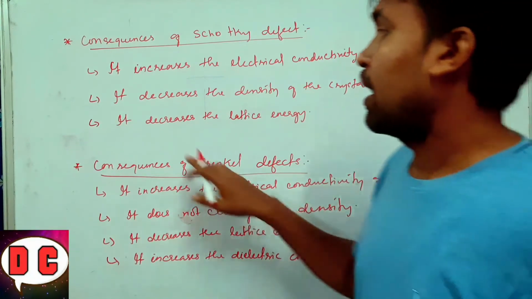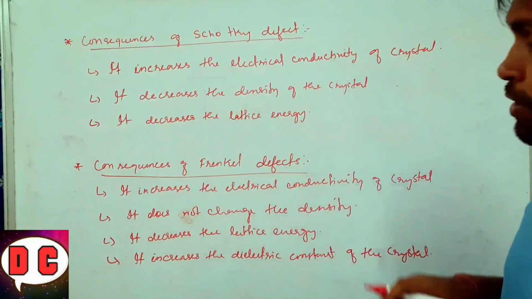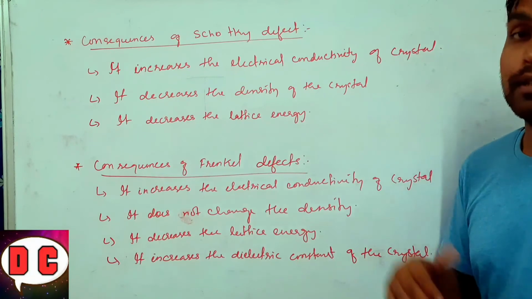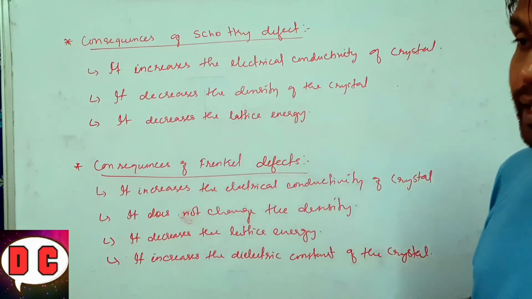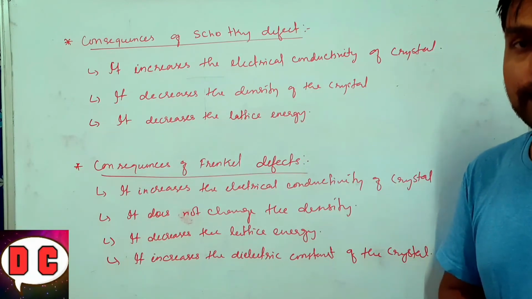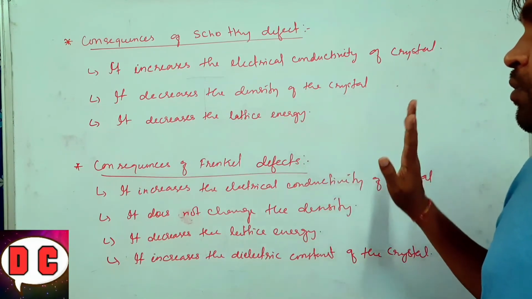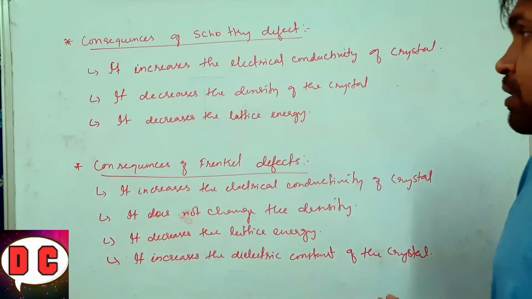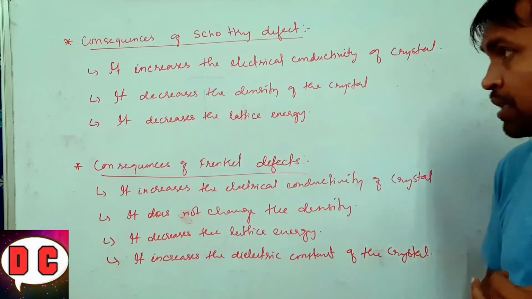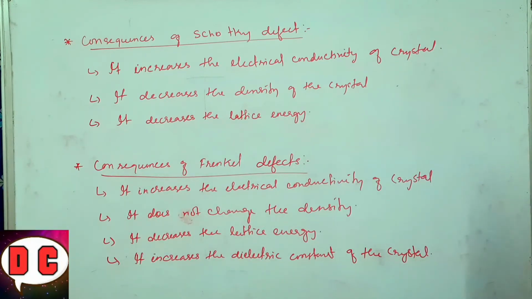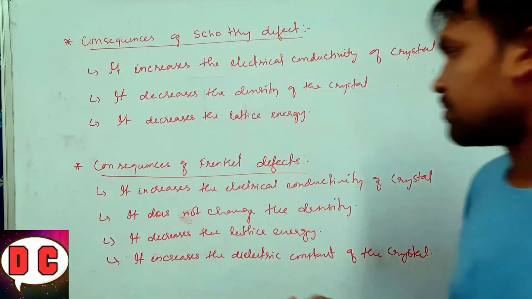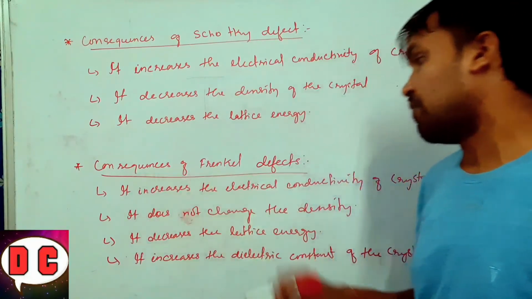Okay. Another thing, it decreases the lattice energy. Lattice energy, that means stability also, will be decreased due to the absence of the ions from a lattice site. Okay. So what are the things which change in Schottky defect? Schottky defect will change the electrical conductivity of a crystal. It will increase. It will decrease the density of the crystal, and it will decrease the lattice enthalpy or the stability.